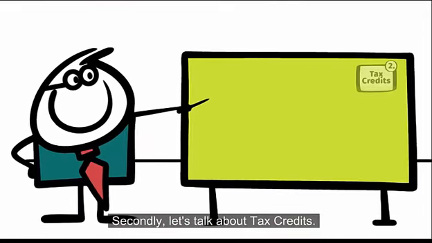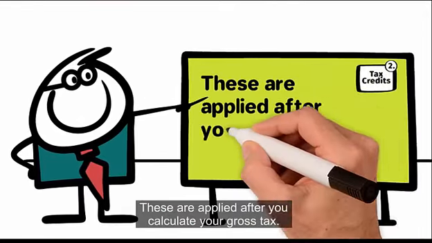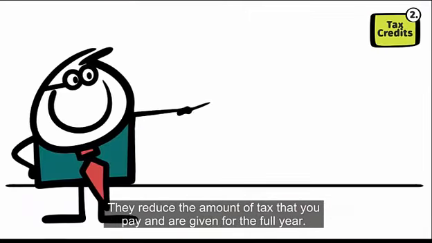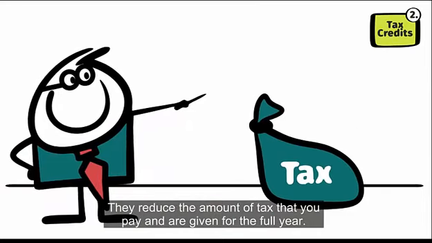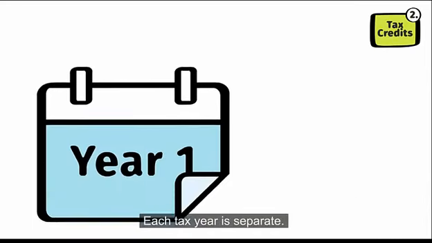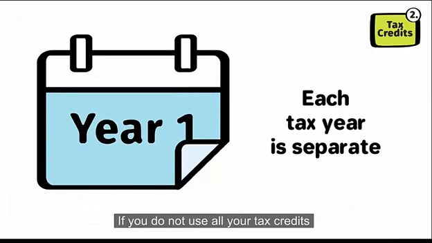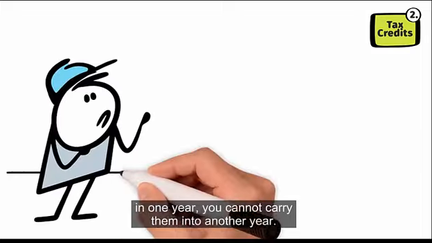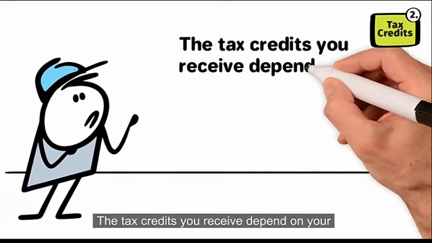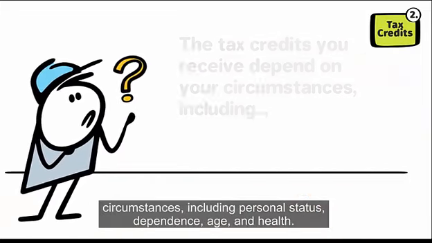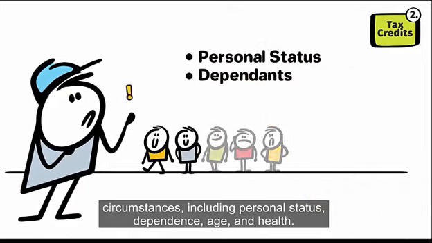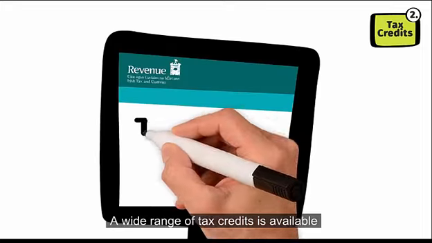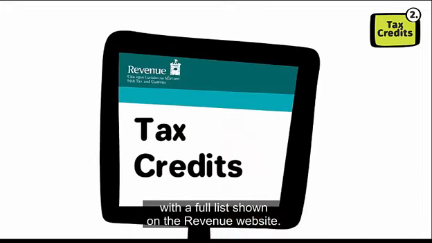Secondly, let's talk about tax credits. These are applied after you calculate your gross tax. They reduce the amount of tax that you pay and are given for the full year. Each tax year is separate. If you do not use all your tax credits in one year, you cannot carry them into another year. The tax credits you receive depend on your circumstances, including personal status, dependents, age, and health. A wide range of tax credits is available, with a full list shown on the Revenue website.